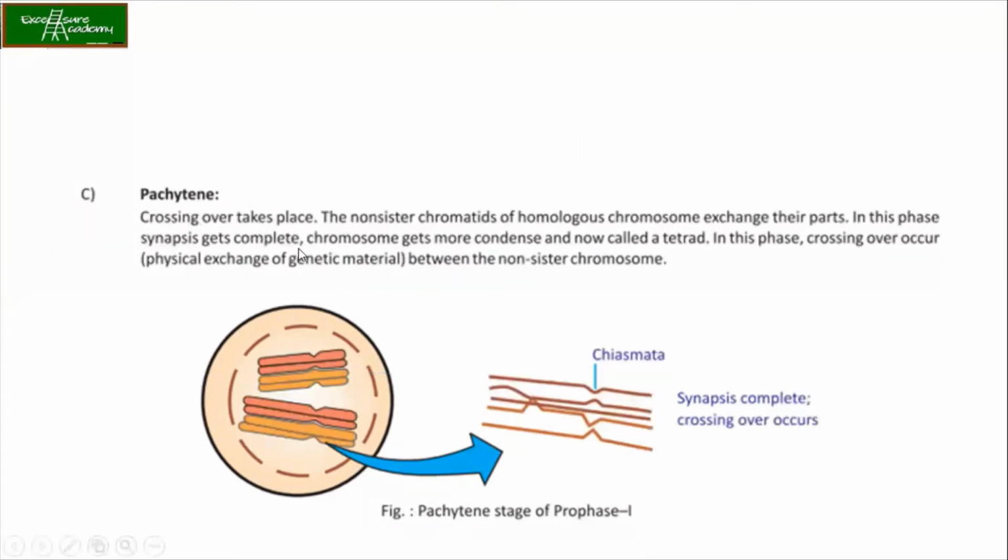Pachytene. So here the crossing over is taking place. So the non-sister chromatids of the homologous chromosomes exchange their parts, and once the synapsis gets complete, the chromosome gets more condensed, and then they form a tetrad. Okay.